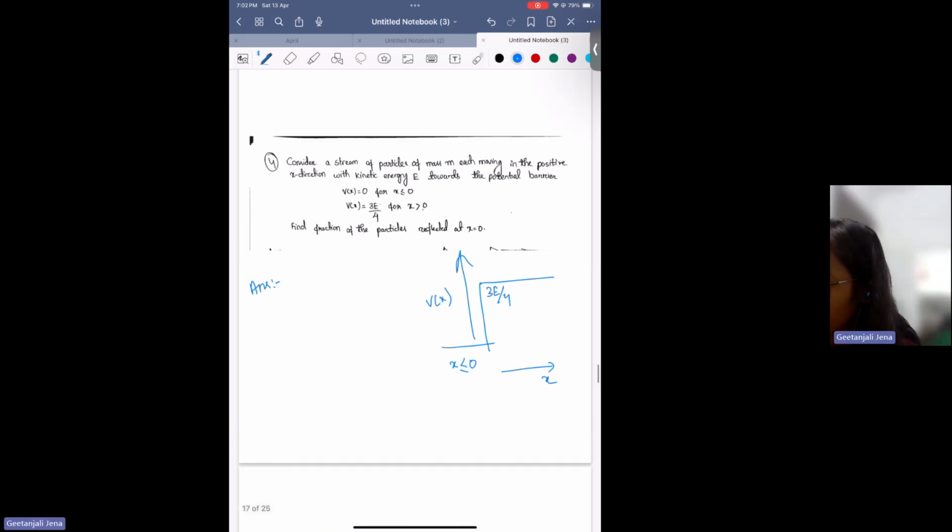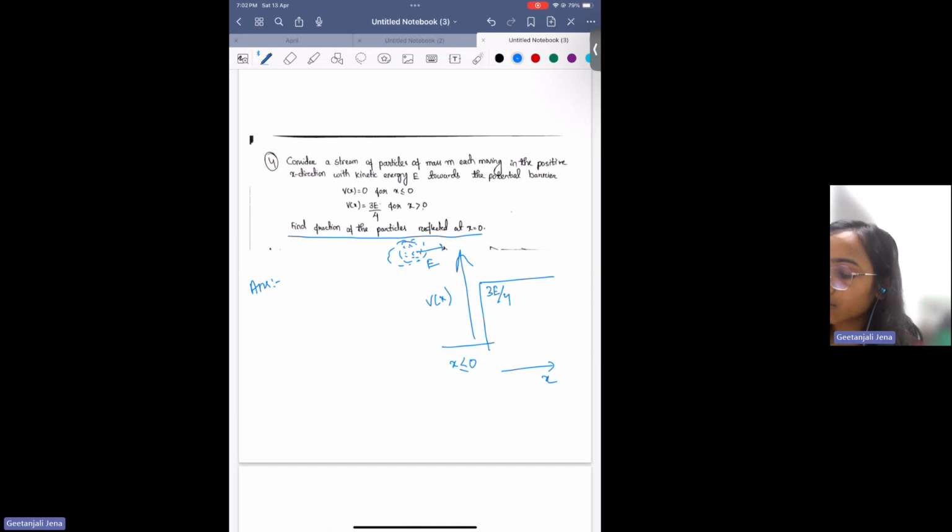Now we have a stream of particles which have energy E, which is greater than this potential barrier height. This stream of particles is approaching the potential barrier from the left-hand side. They are asking us to find the fraction of particles that will get reflected at x equal to 0.